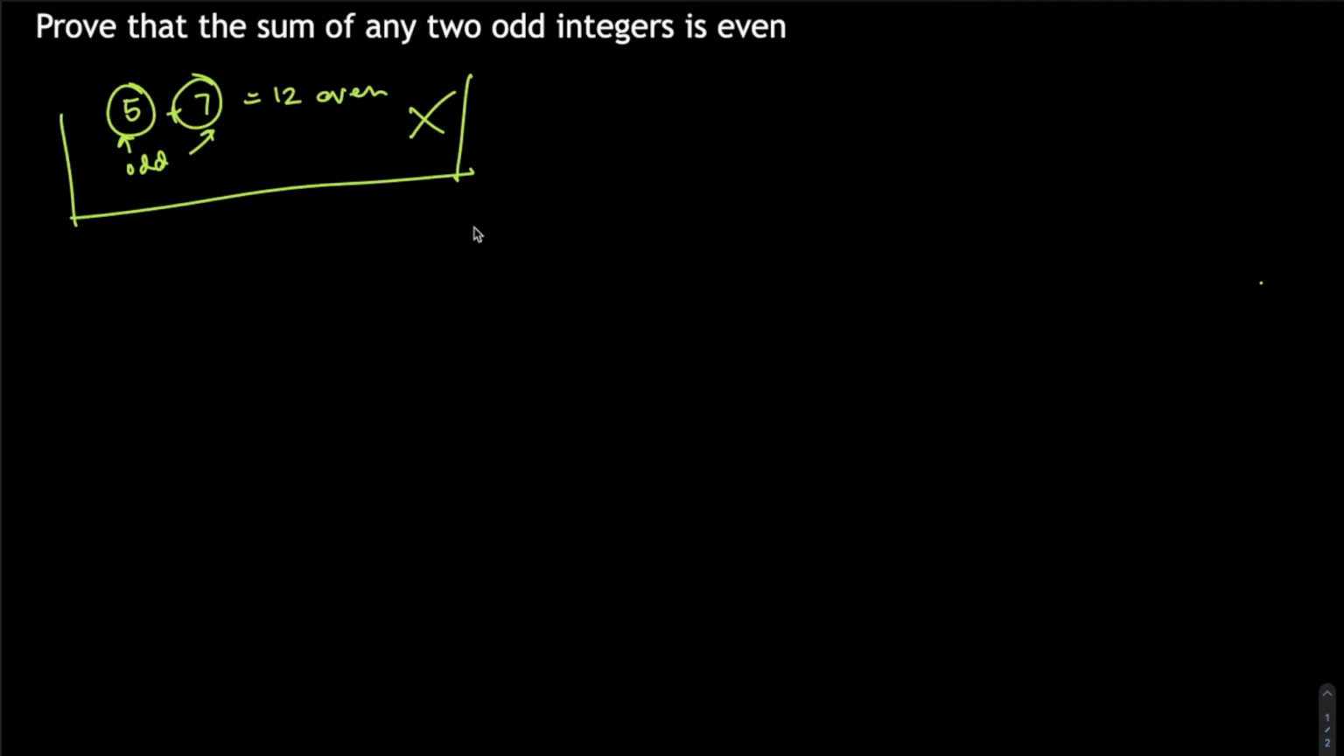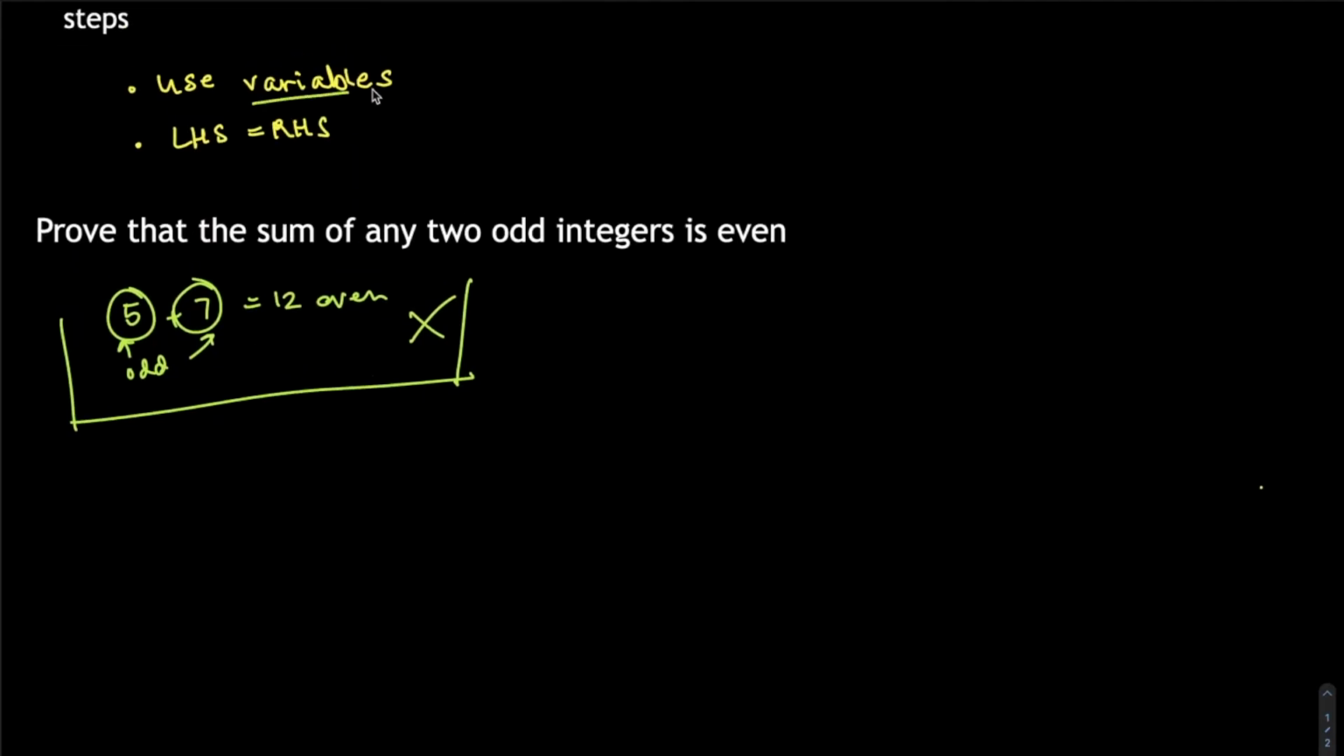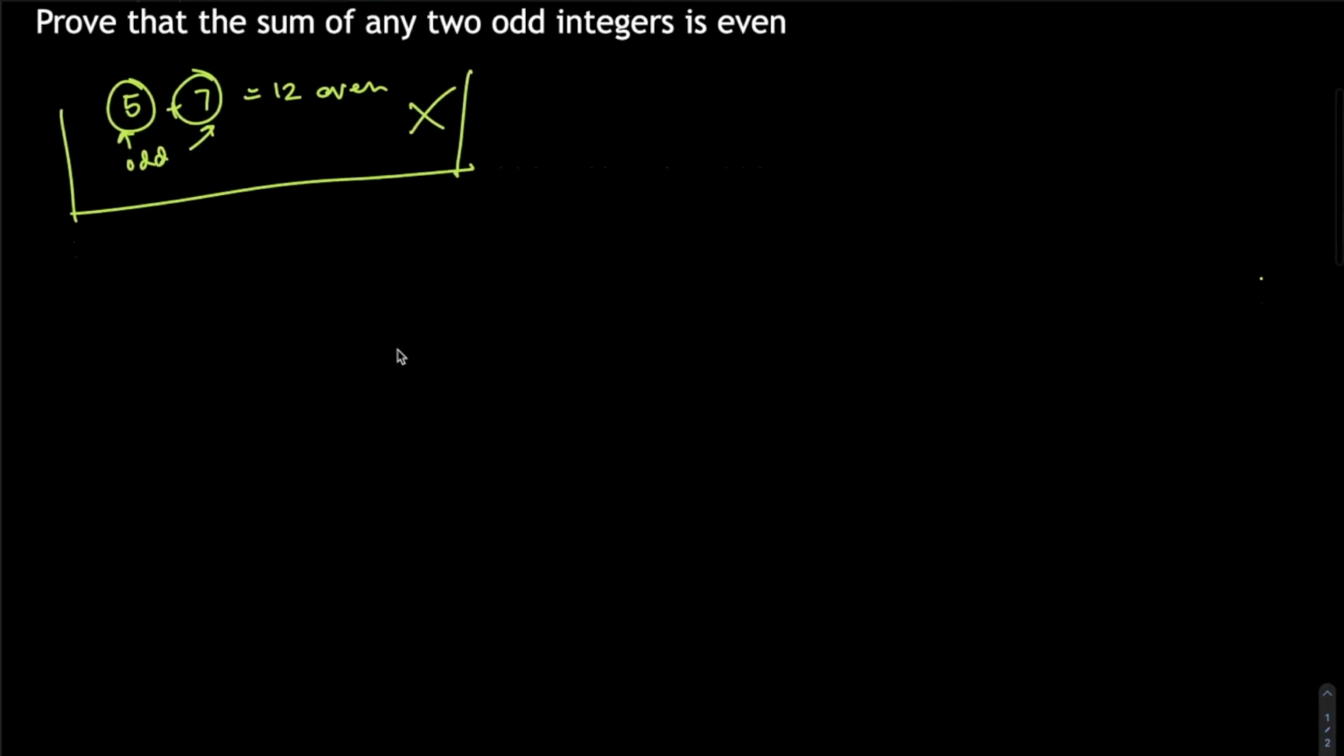Like I said previously, we're trying to use variables. So how can we do this in terms of variables? This is the important part, the technique that you should be using every time moving forward. So what are we given? We're given that the sum of any two odd integers is even. So how can we represent an odd number with variables? That is the key thing to know here.